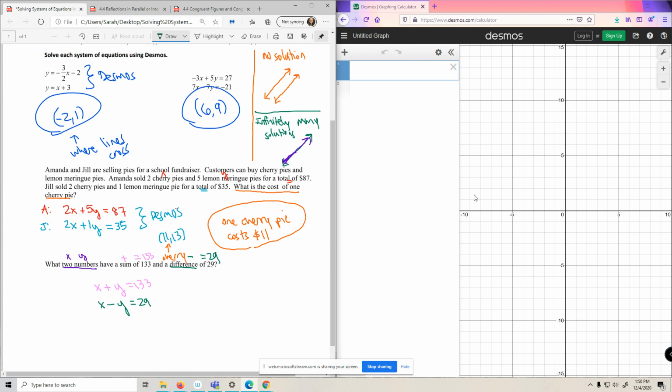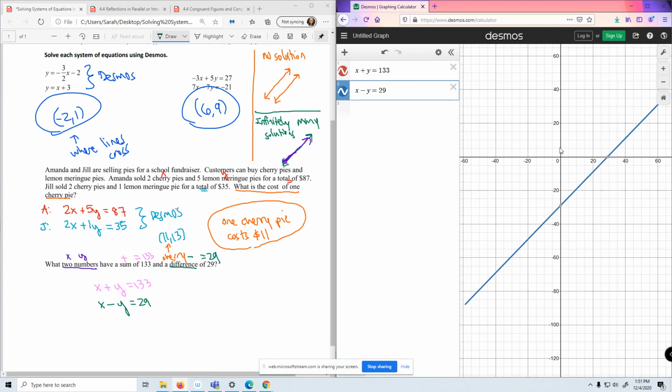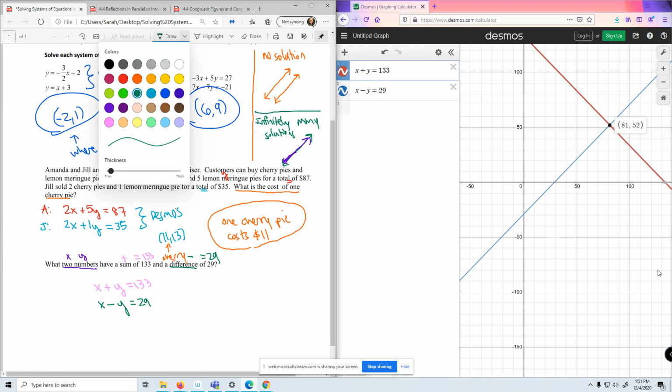We're almost finished. To finish this off, we just need to put the equations into Desmos and figure out our solution from there. So top equation, x plus y equals 133. Bottom equation, x minus y equals 29. You can't see either line, so zoom out till you can see them both. Since we have that 133 there, we have to do quite a bit of zooming. Where do the lines intersect? Lines intersect at 81, 52.